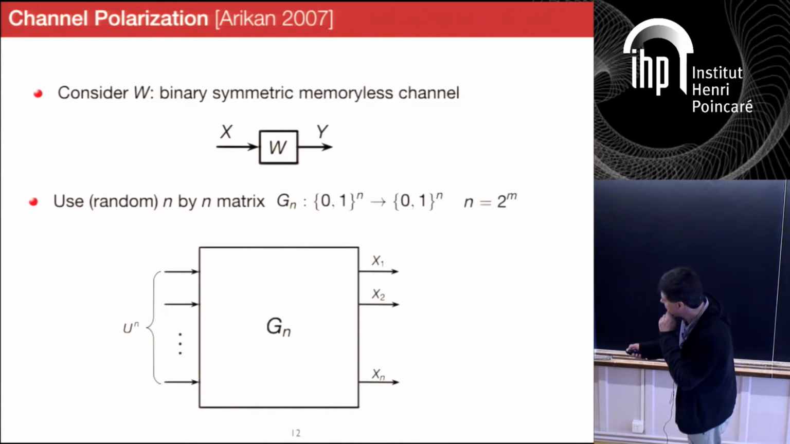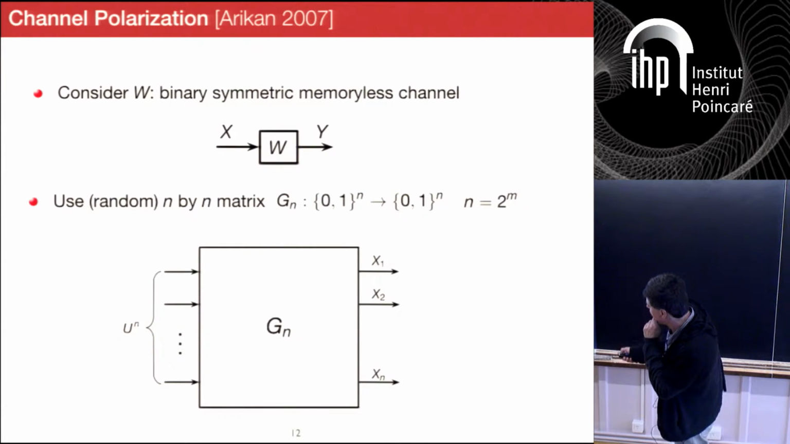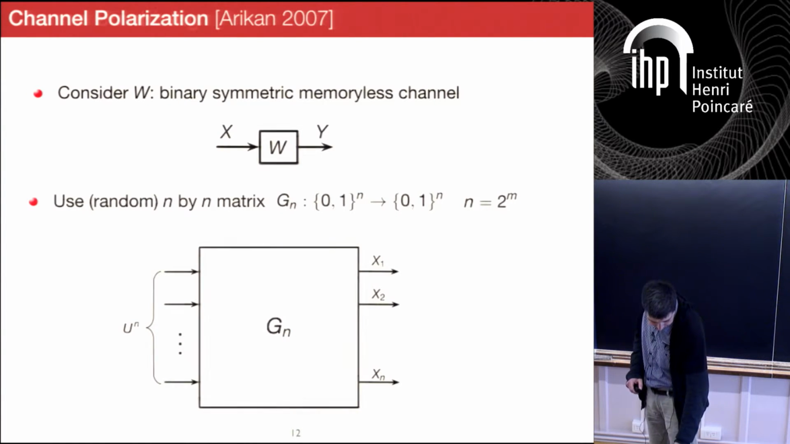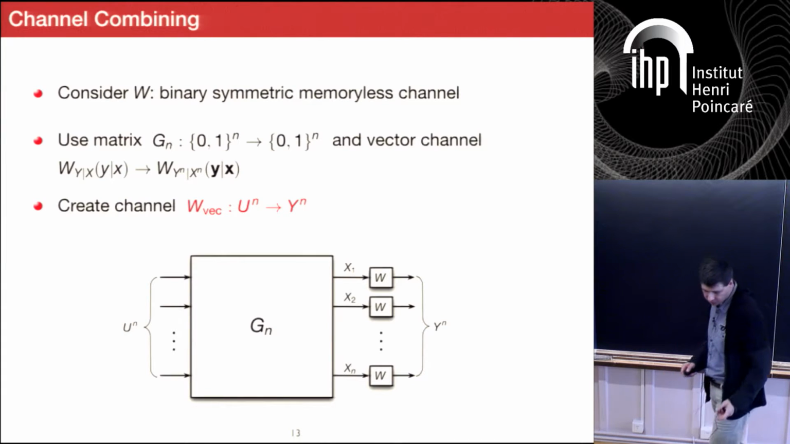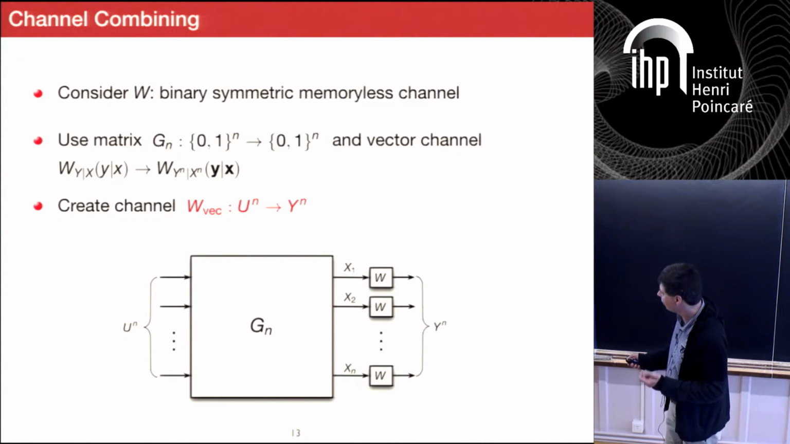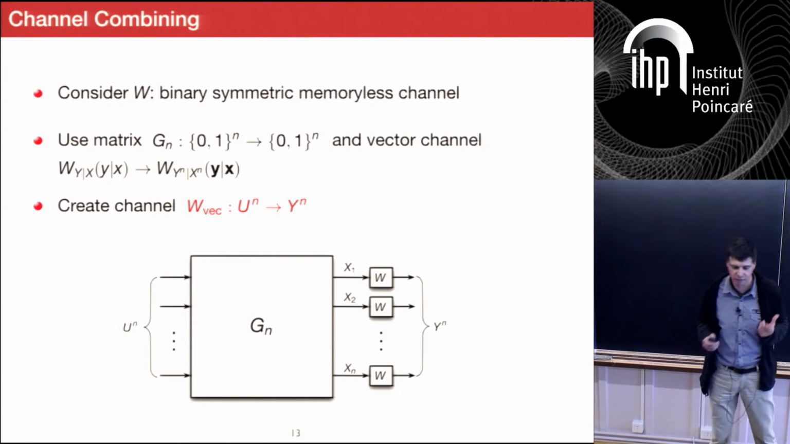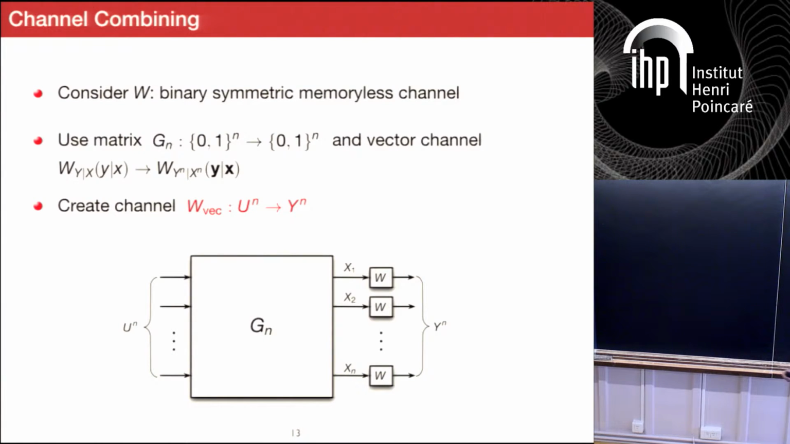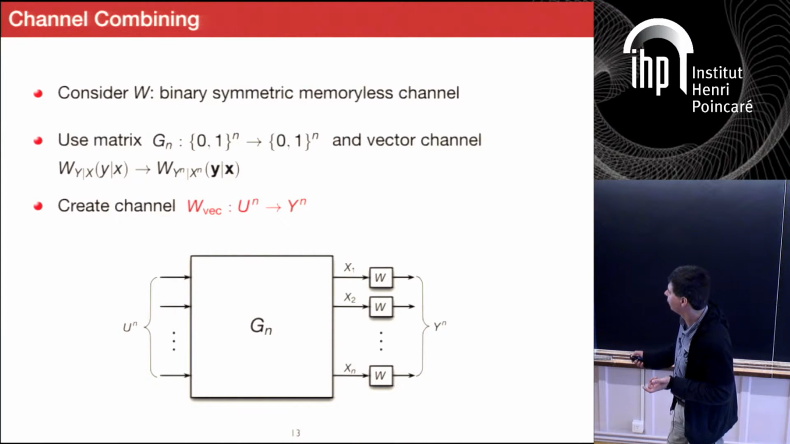So this is my matrix here. This is my input U, this is my output X. It's a random n by n matrix. I put them together, a so-called channel combining step. Now the goal is to reliably communicate over a noisy channel, right? Forget about privacy, forget about source coding. Now we do communication over a noisy channel. Over this W, we want to communicate.